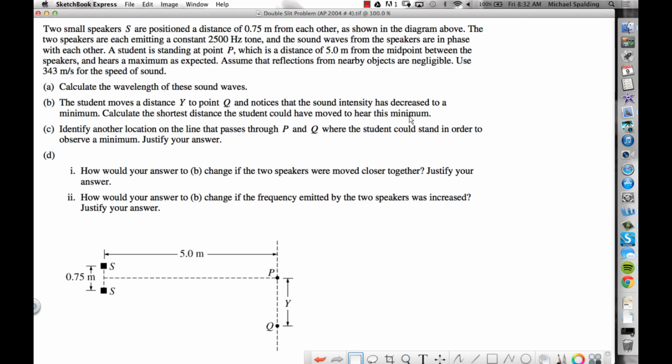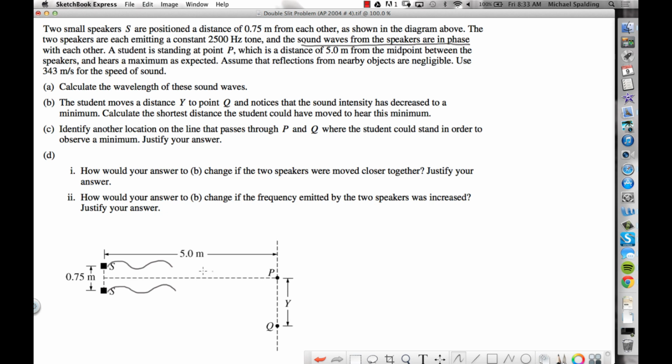All right, so this is a double slit problem, but it's not with light, it's with sound. So what we have are two speakers, and they tell us in the problem that the sound waves from the speakers are in phase. So what that means, if you looked at the sound waves, they're not transverse, but let's just show them as being transverse, like this. So the sound wave from this speaker would be like that, and then like that. So see, they're in phase with each other.